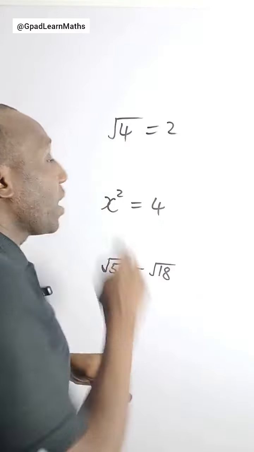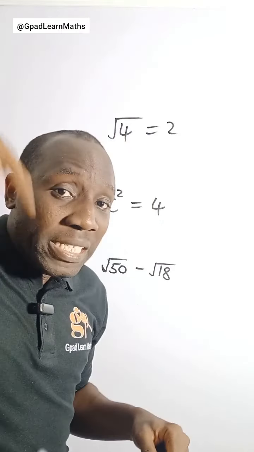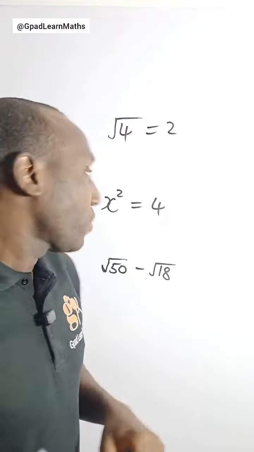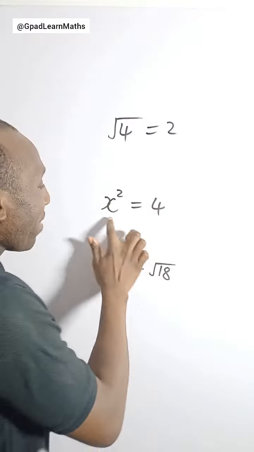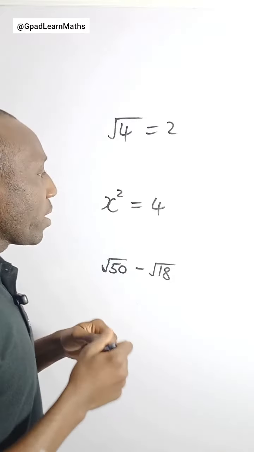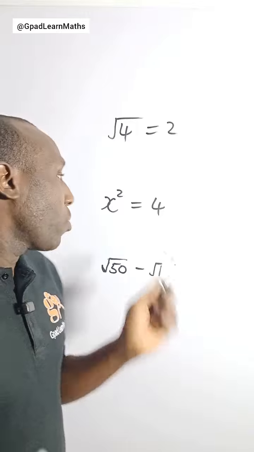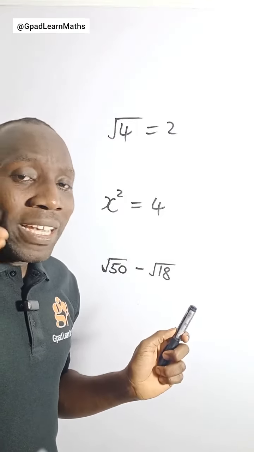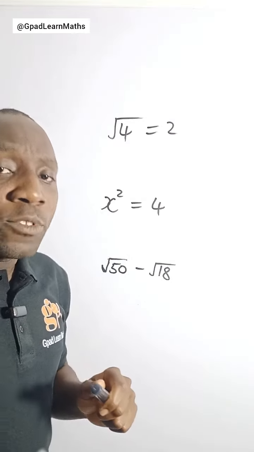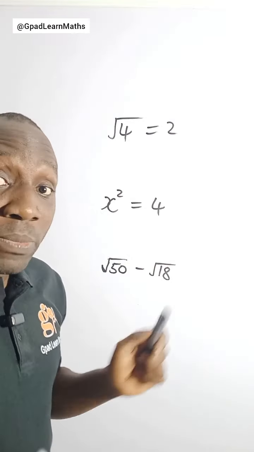Because with this radical, we are talking about the principal square root or the principal root of 4, which is 2. However, when you have an equation like this, x squared is equal to 4, and you want to get the value of x that will satisfy this equation, you know it's not just 2. 2 raised to the power of 2 is 4. But what about negative 2 raised to the power of 2? It will still be 4.